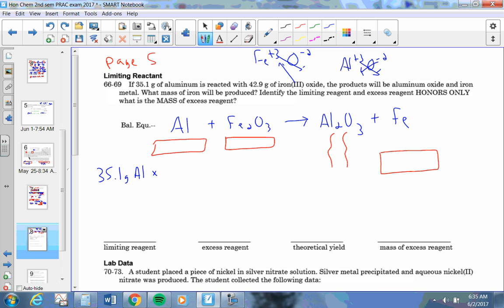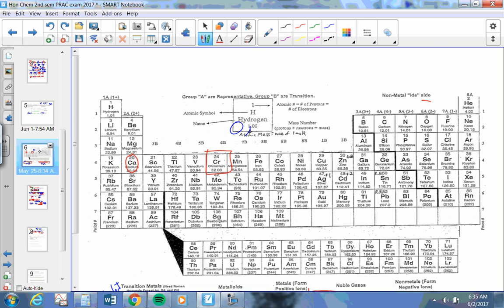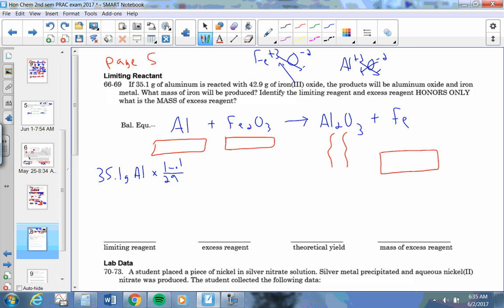to moles. 1 mole of aluminum is about 27 grams. When I get all done with that, that's going to be about 1.3 moles. I'm going to write 1.3 moles there.